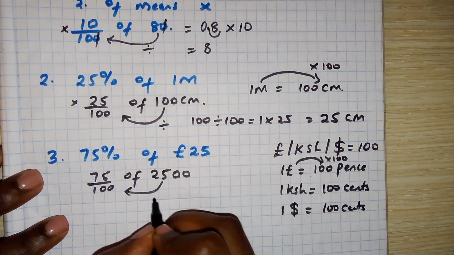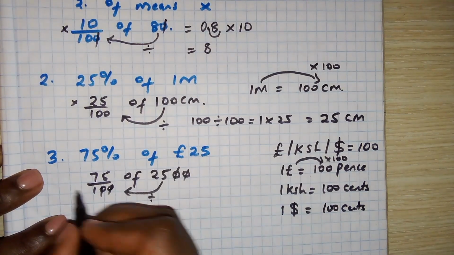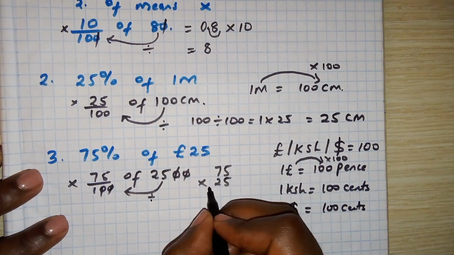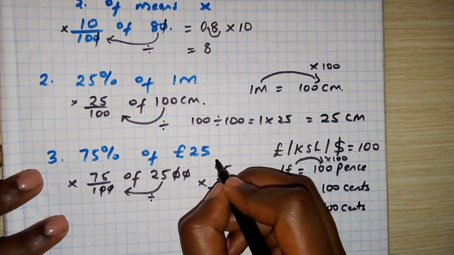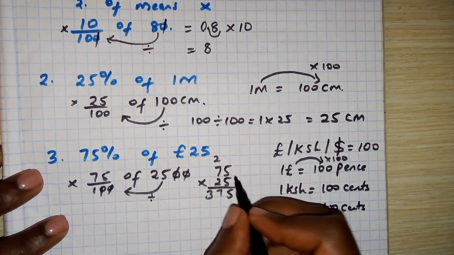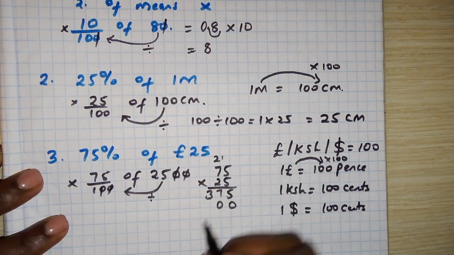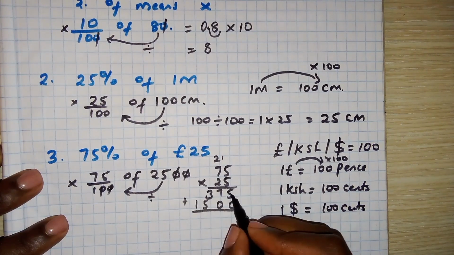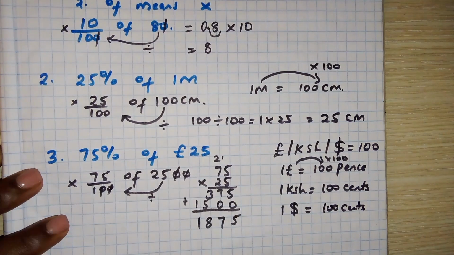Then the next thing is to divide. So this 2 will cancel with that. And then you multiply. So we have 75 times 25. Let's use the column method. So we have 5 times 5 is 25, carry 2. 7 times 5 is 35, 37. Then here put a 0. Then 5 times 2 is 10, 0, carry 1, 14, 15. We add 5 plus 0, 7, 8, and 1.